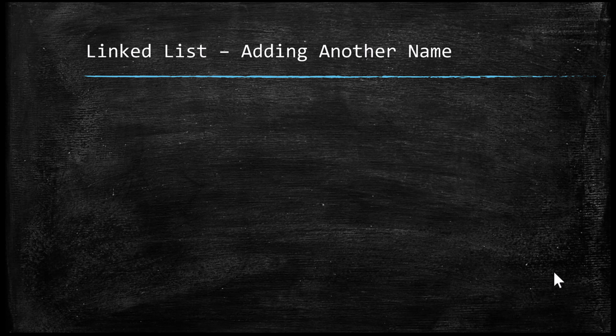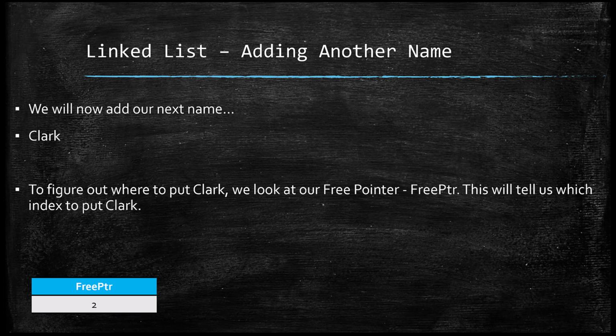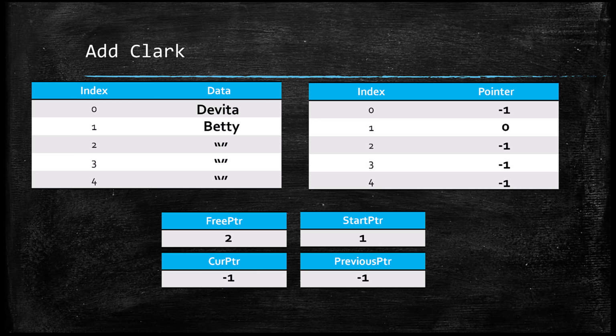So we have that code. We saw how Davida and Betty were added. What we're going to do is add another name, and then we are going to traverse through that code and take a look at how it actually works. So our next name on the list is going to be Clark. To figure out where to put Clark, we look at that free pointer, and after we added Betty, the free pointer is now pointing to index 2. So we're going to add Clark.